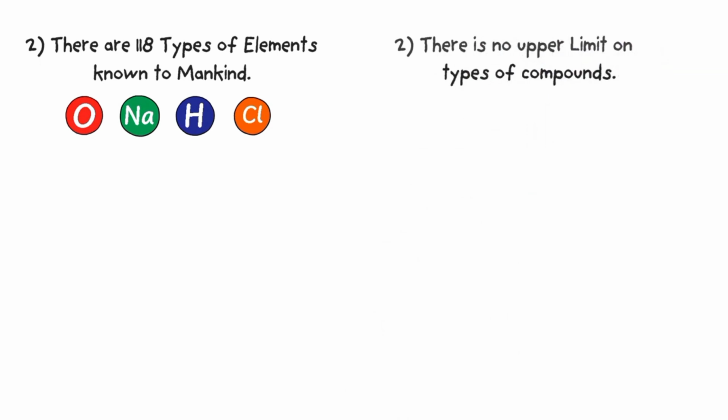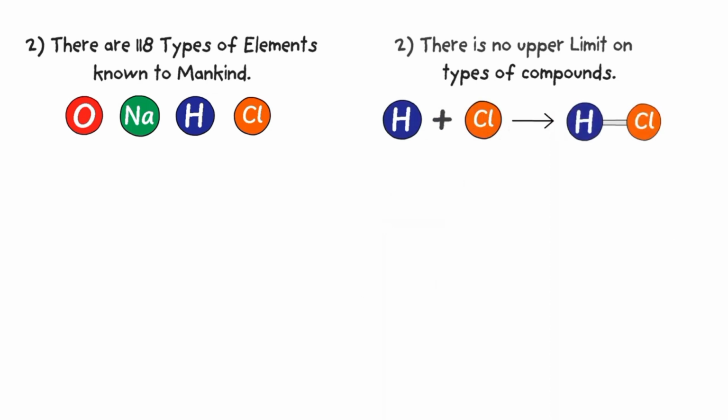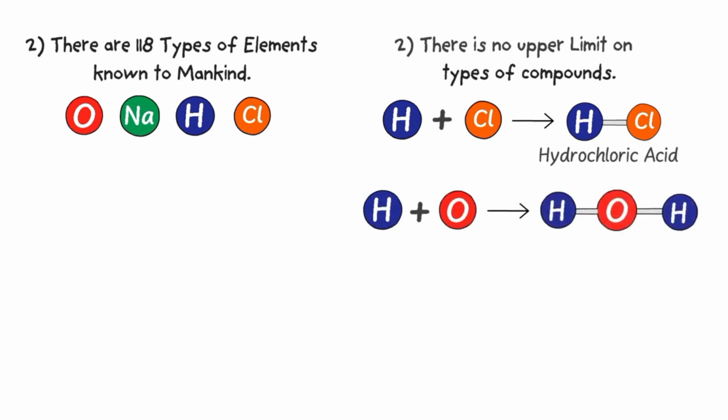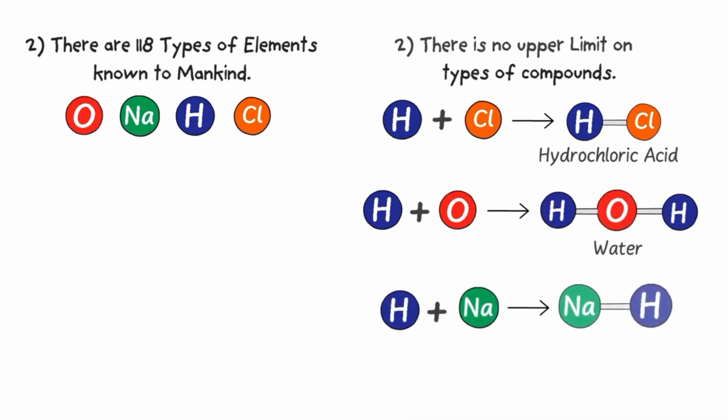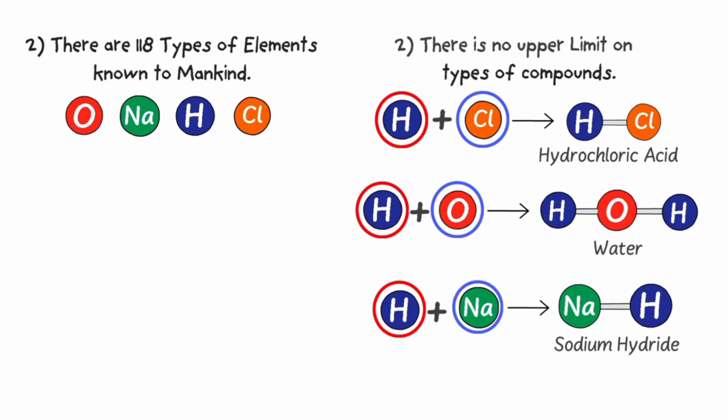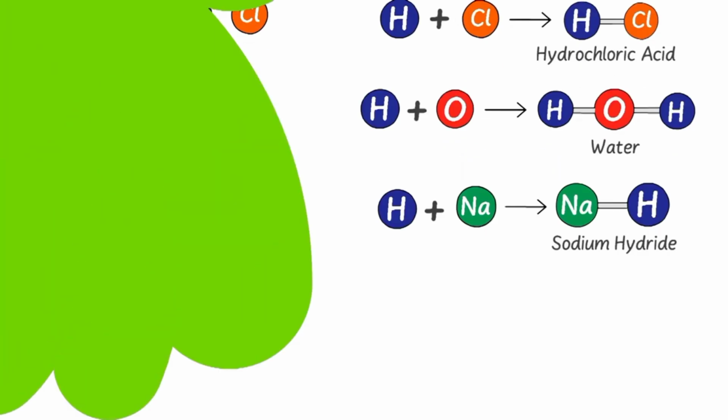chemical combinations of elements form different compounds. For example, when hydrogen and chlorine combine together chemically, they form HCl or hydrochloric acid. When hydrogen and oxygen combine together chemically, they form H2O or water. Also, when sodium and hydrogen combine together chemically, they form sodium hydride. Thus, we learn that the same atom of hydrogen chemically combined with other elements form different compounds.